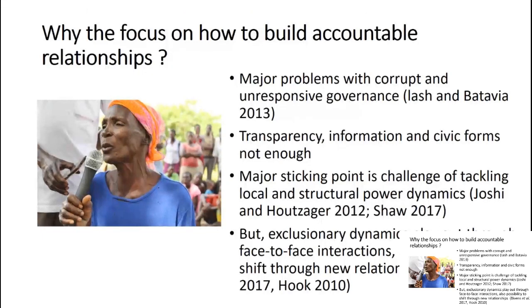At the same time, the kind of exclusionary dynamics that people face in very unaccountable contexts, and all of our contexts are very unaccountable, are enacted through face-to-face relationships, through people meeting each other and interacting. So that provides the opportunity to potentially shift those relationships towards something new. So that provides the second focus for our research.